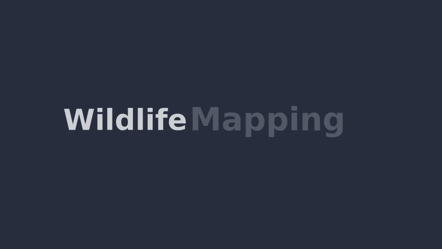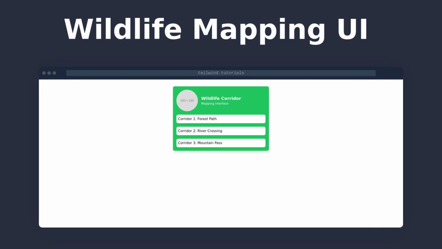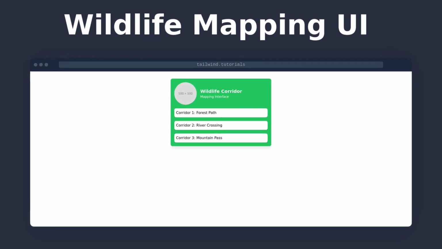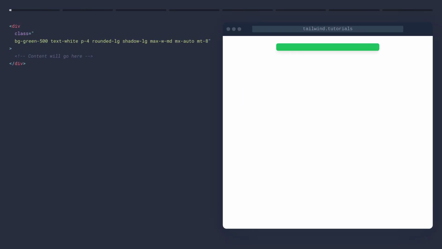Welcome to Tailwind. In today's video, we're going to create a wildlife corridor mapping interface using Tailwind CSS. By the end of this video, you'll be able to build a beautiful and functional UI component just like the one you see on your screen. Let's get started. Let's start by creating a container for our component.